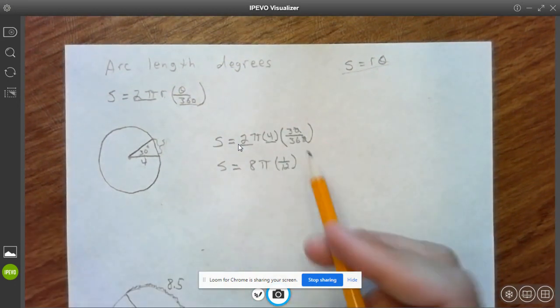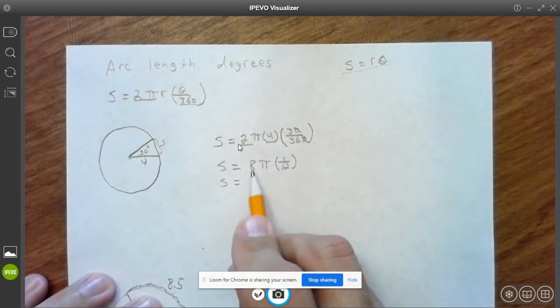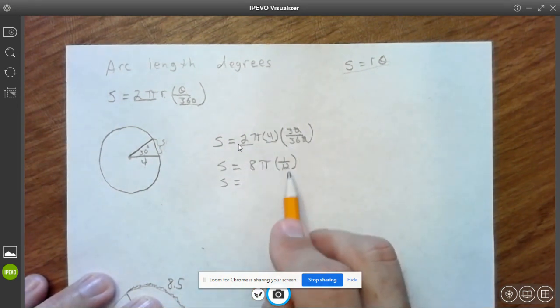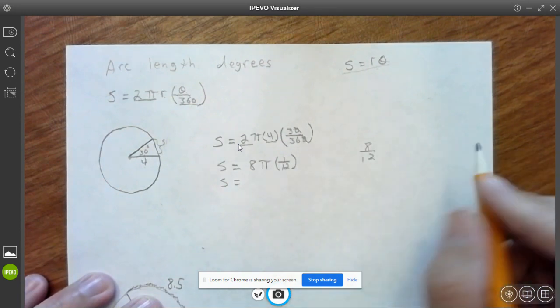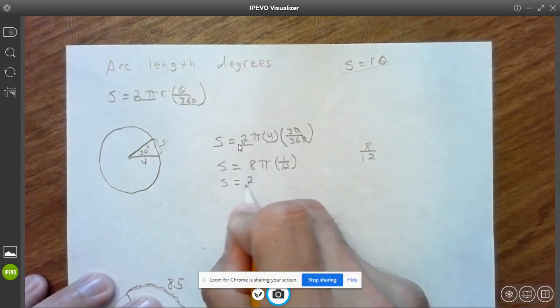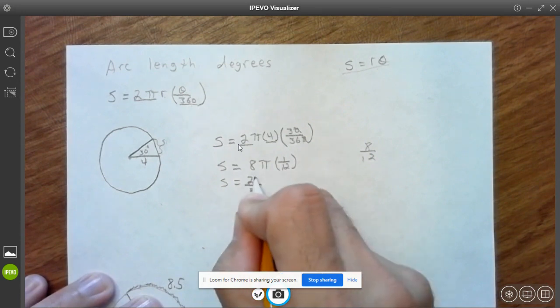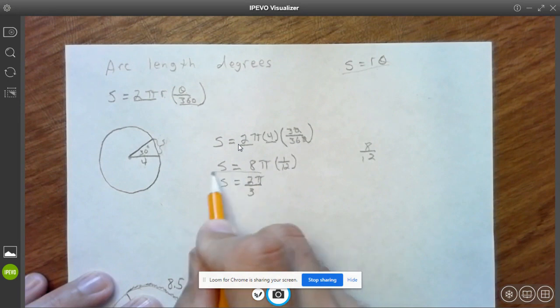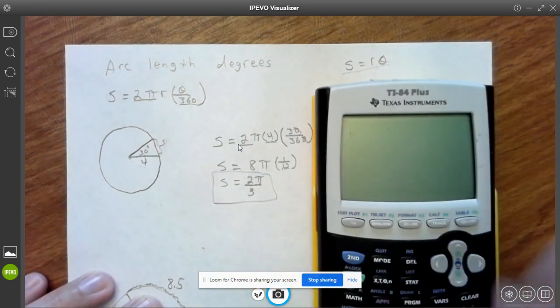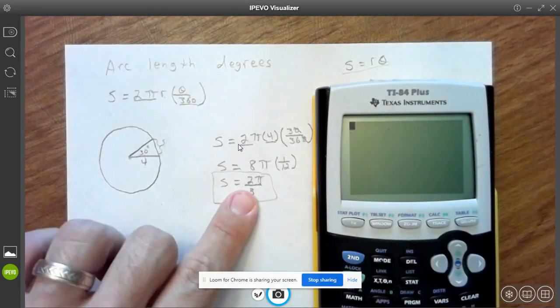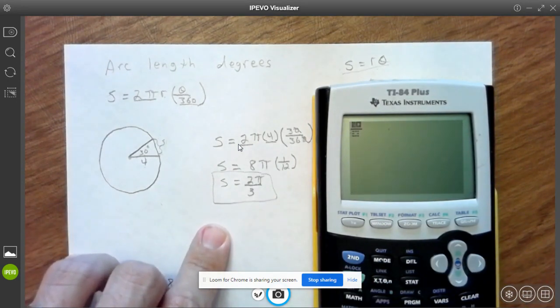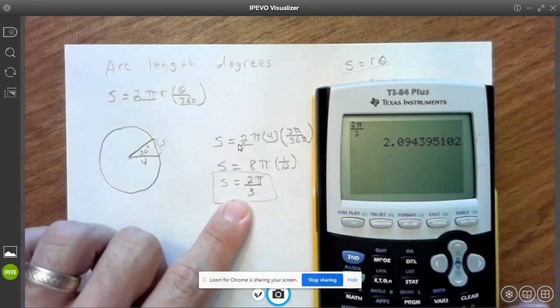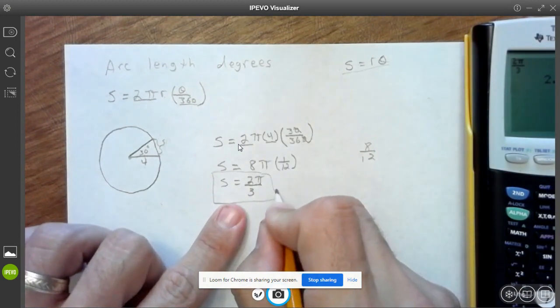So now I've got S equals 8 over 12, if you multiply across, which is the same as 2/3. So we would have 2/3 pi, or 2 pi over 3. That would be the length of our arc. If we wanted to do that in feet or whatever, to make a decimal out of it, we would just do 2 pi over 3. So this would be like 2.09 feet, depending on how they want our answer.